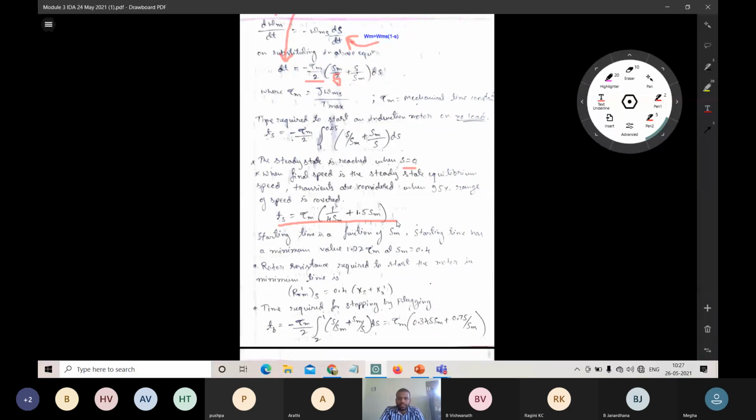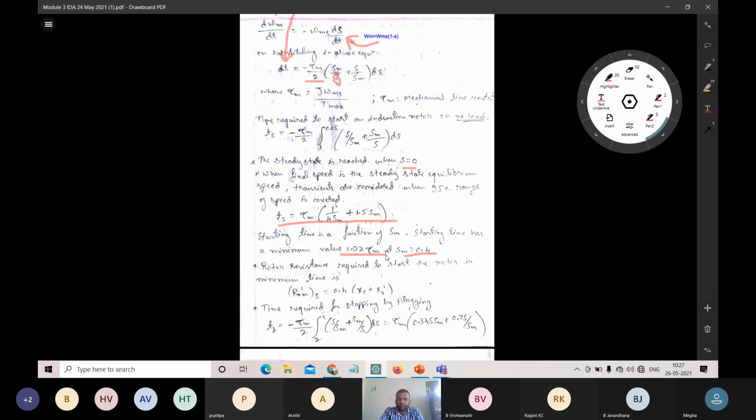So here, the starting time is a function of Sm, the slip motion, and the starting time has a minimum value of 1.22 tau m at Sm equals 0.04. The same thing here: at Sm equals 0.04, the value will be 1.22 tau m. This is a standard result that we derived from the equation.